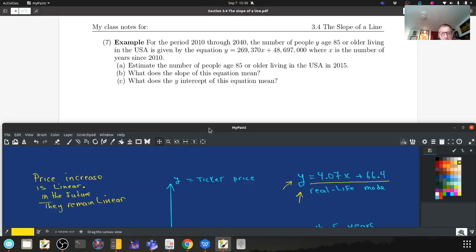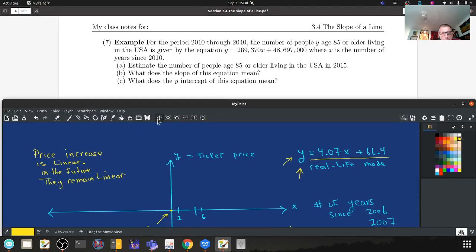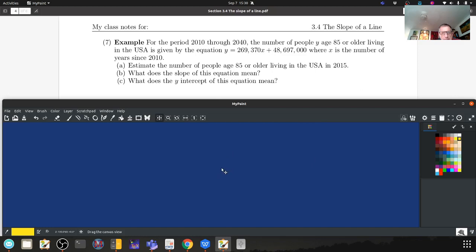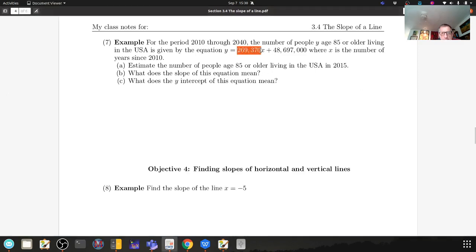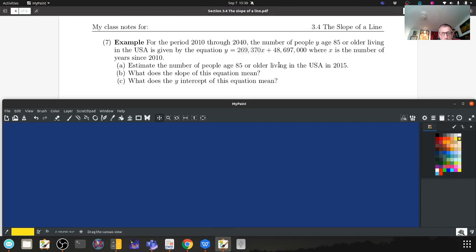So we know that, don't we? Let's go through this and see what we've got. The slope of this equation is right there. Is it positive? Yes, it's positive. So that means the number of people age 85 or older is increasing over time.